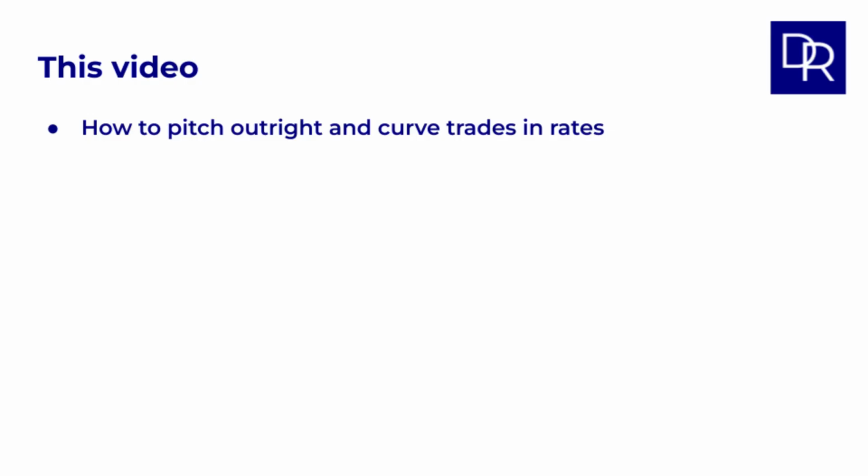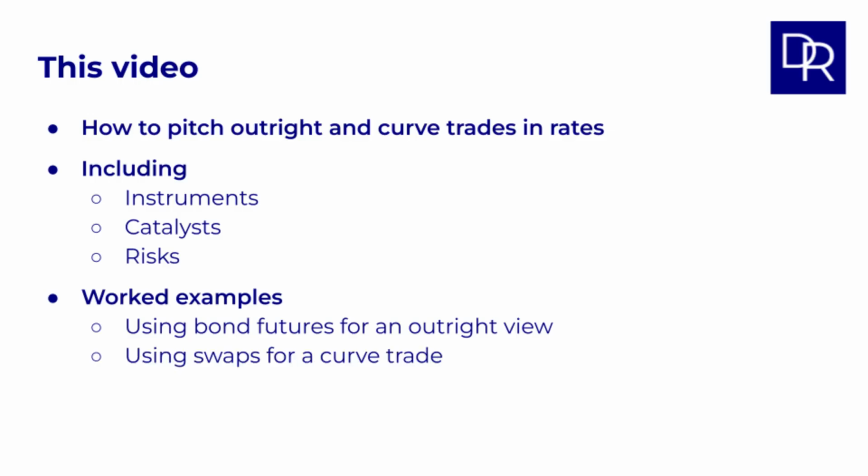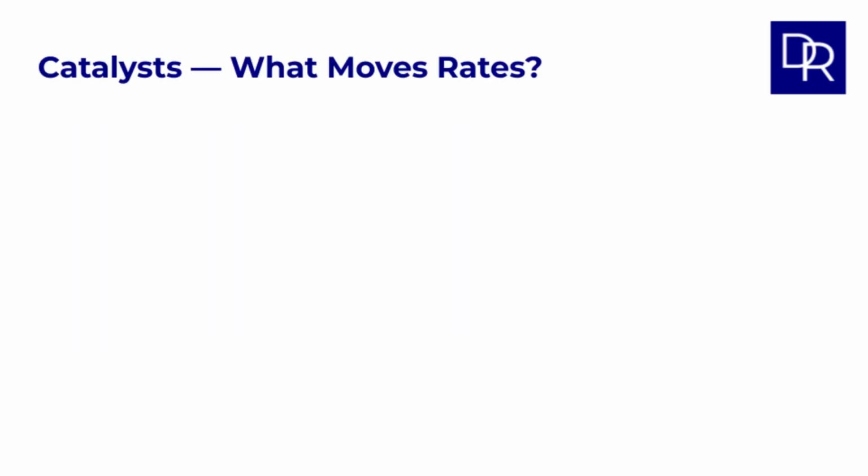In this video, we'll look at how to pitch outright and curve trades in rates. We'll start by explaining the instruments, the catalysts, and the risks. Then we'll walk through two worked examples, one using bond futures for an outright view and one using swaps for a curve trade. First, let's look at the catalysts.